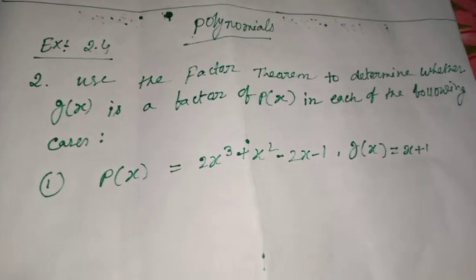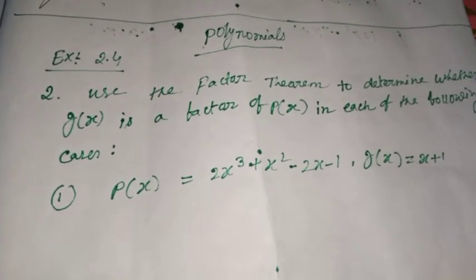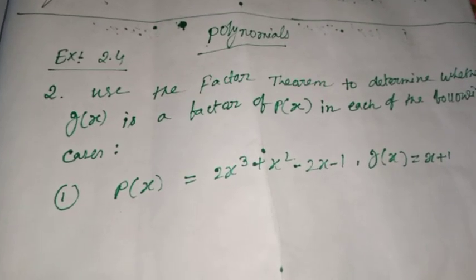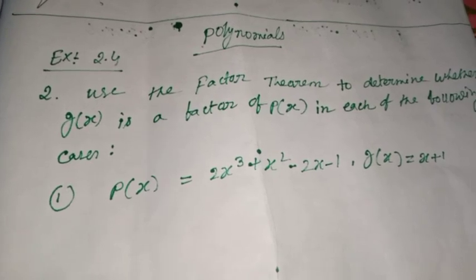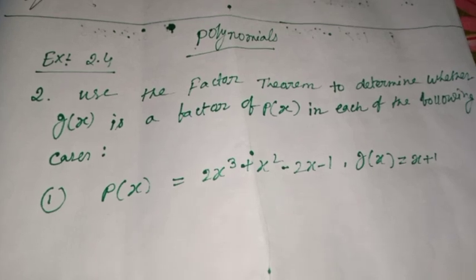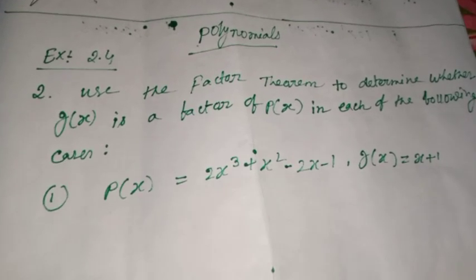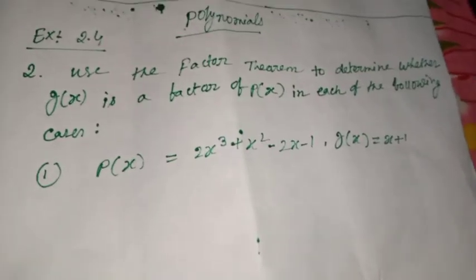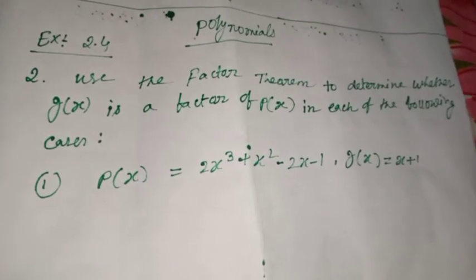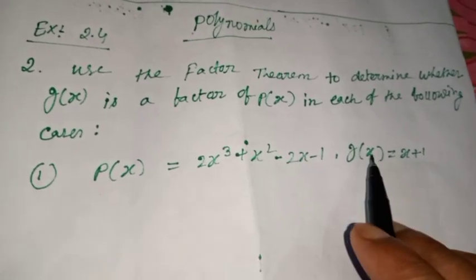Okay, understood? See, today we are going to continue exercise 2.4. Here question number 2; question number 1 we have completed already. Use the factor theorem to determine whether g(x) is a factor of p(x) in each of the following cases. This is the same, you have to use the factor theorem. Here in the question it is given that p(x) is 2x cube plus x square minus 2x minus 1 and g(x) is x plus 1.